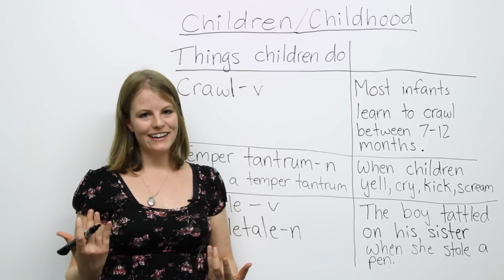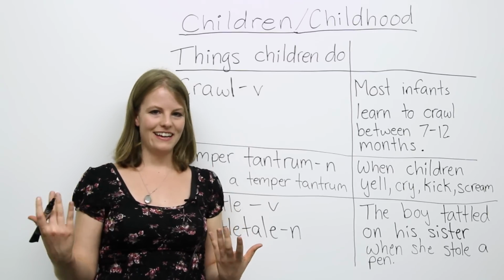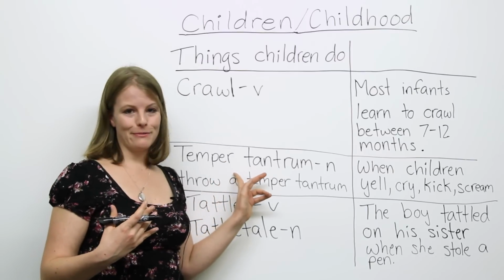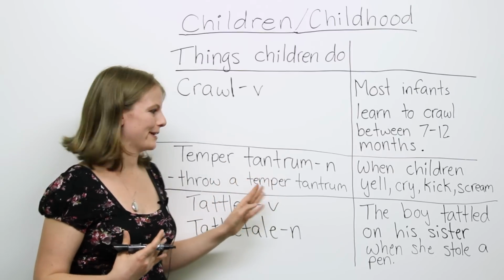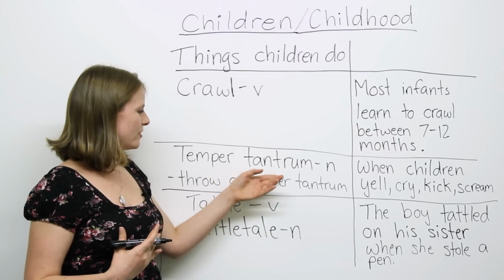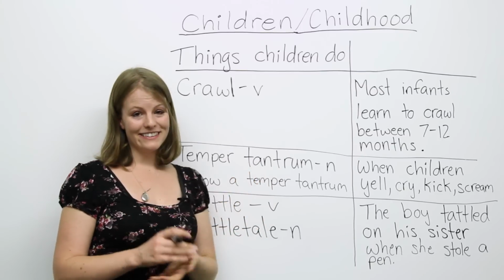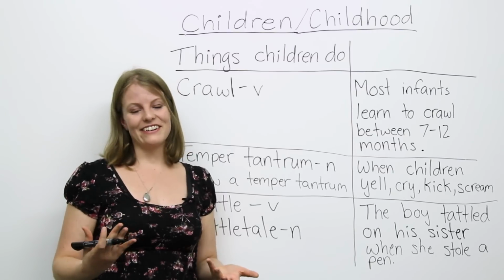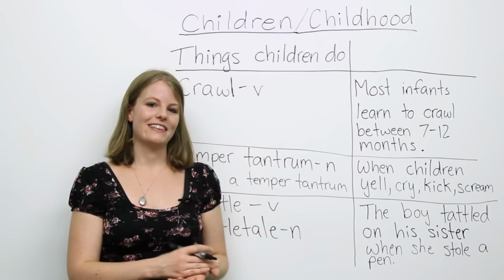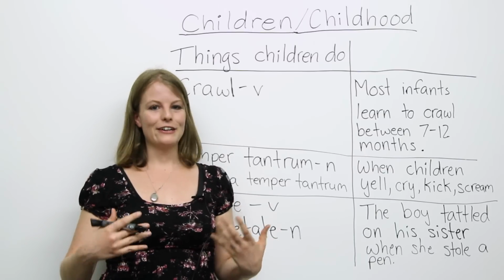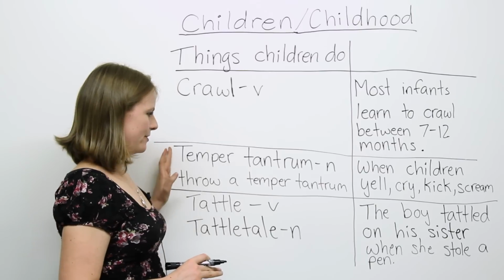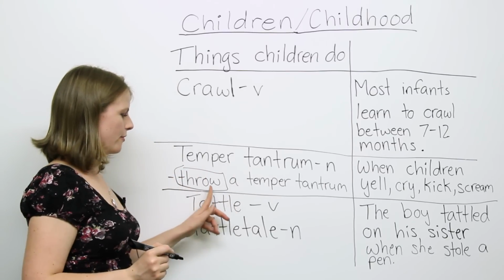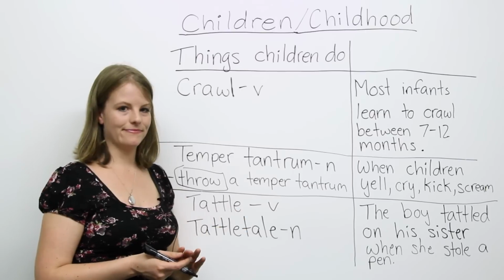They start to cry, scream, kick, yell, hit. They lose their minds, and I've seen some pretty bad temper tantrums. They're not fun things to deal with. So you can also say this about an adult, although if an adult is throwing a temper tantrum, it's like saying they're just like a kid. They can't control their emotions. They just go nuts. So that's temper tantrum. And again, just to highlight this, you throw a temper tantrum.